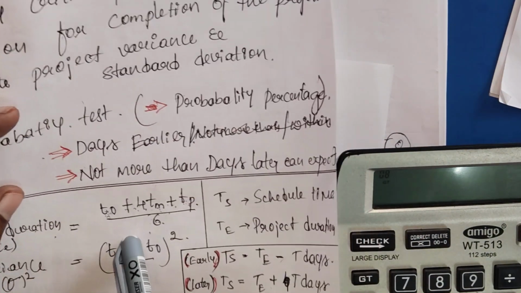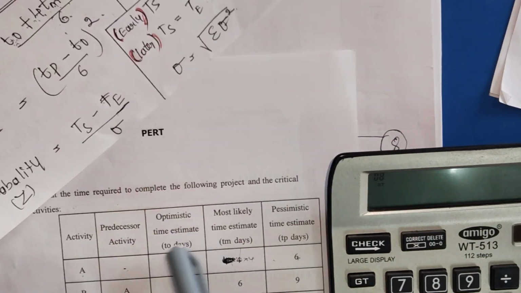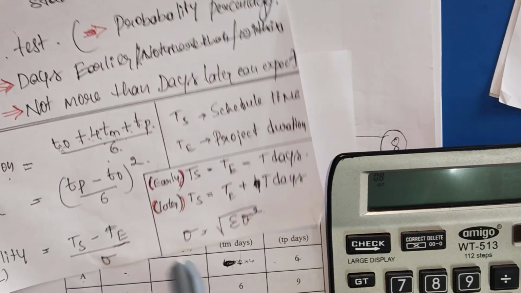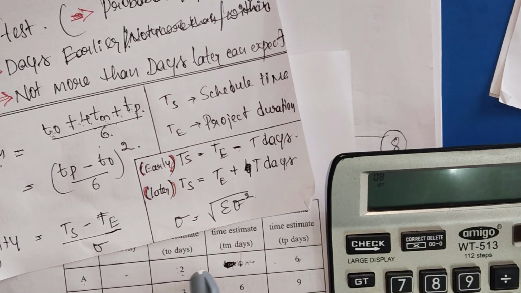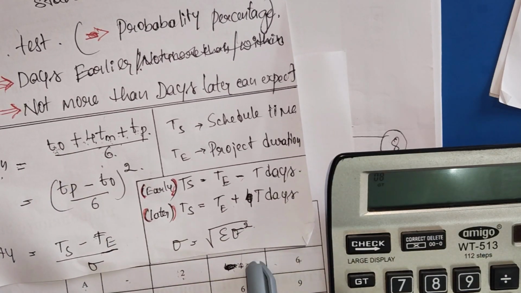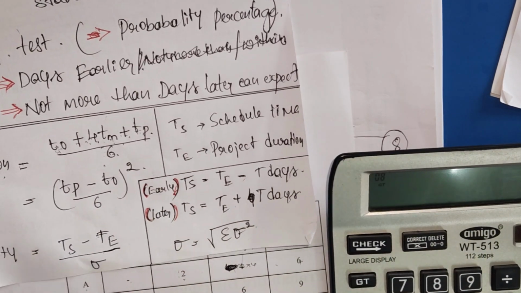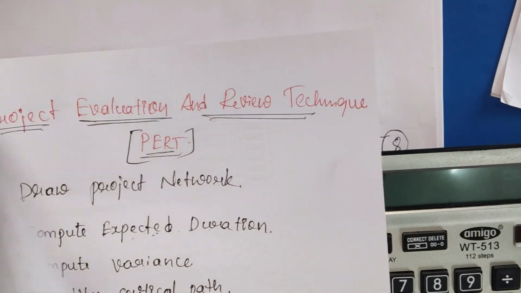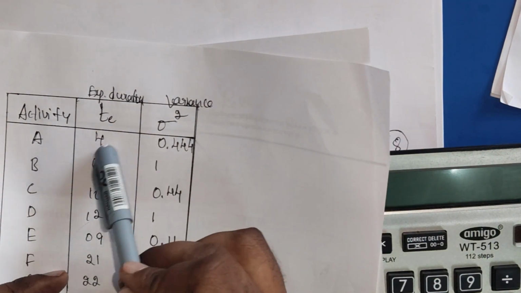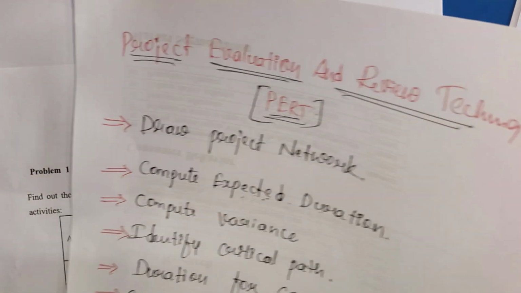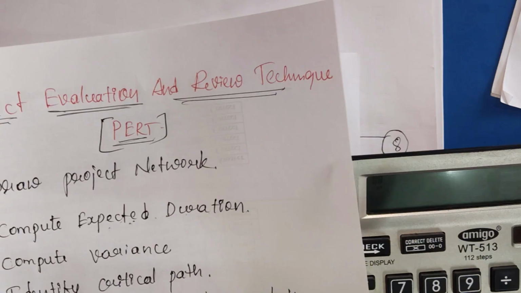How do we get the 4? 4 is obtained by applying this formula: time optimistic 2, plus 4 into time most likely 4, plus time pessimistic 6, so 2 plus 4 into 4 plus 6, divided by 6. So now we are getting the expected duration, it's a 4. Done. It's clear. And the next, what are they asking in the problem, what's the next step?